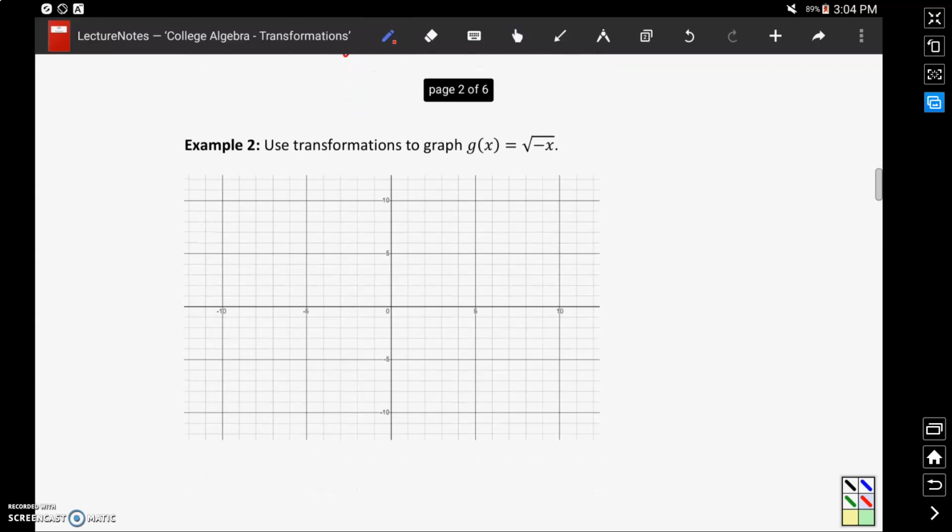In example 2, we have g of x equals the square root of the opposite of x. This would be the same thing as saying g of negative x. So since we have that negative on the inside of that function, this means we want to reflect across the y-axis.